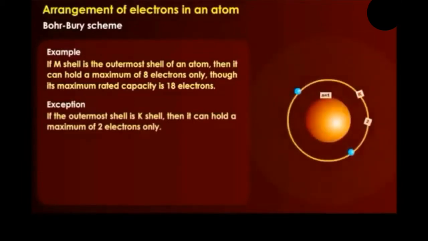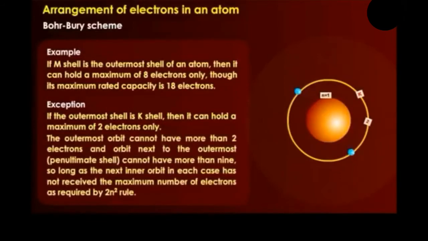But there is an exception. If the outermost shell is K shell, then it can hold a maximum of 2 electrons only. The outermost orbit cannot have more than 8 electrons, and the orbit next to the outermost, that is the penultimate shell, cannot have more than 18, so long as the next inner orbit in each case has not received the maximum number of electrons as required by the 2n square rule.